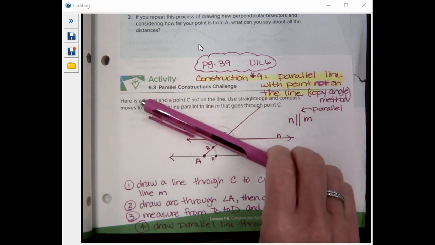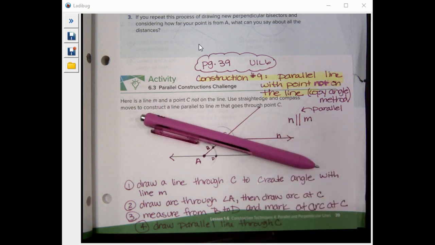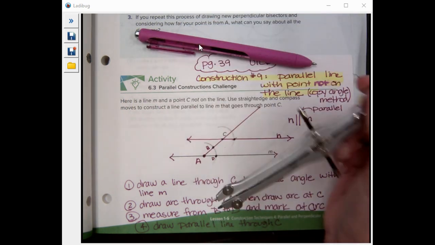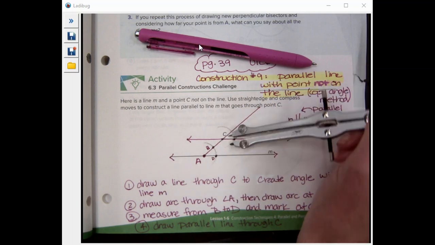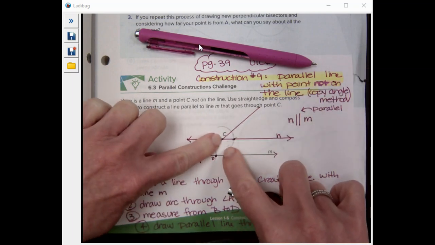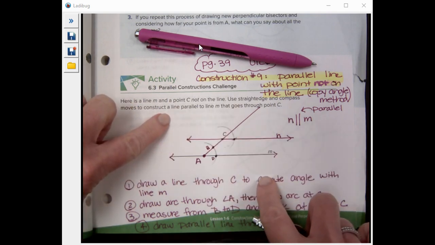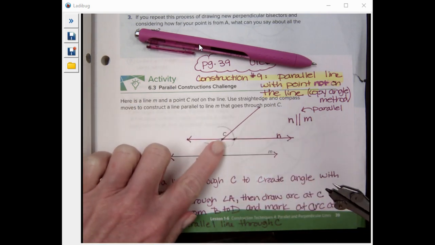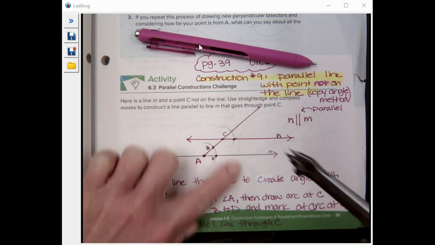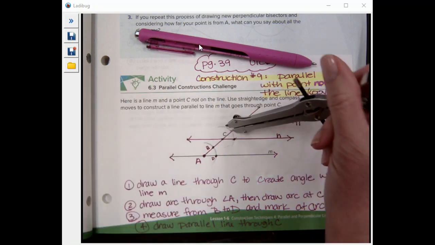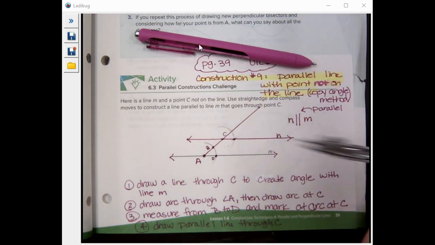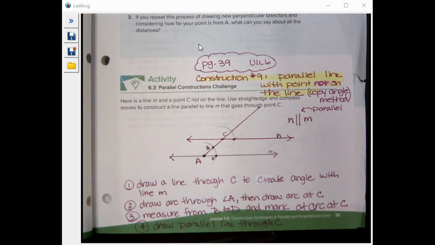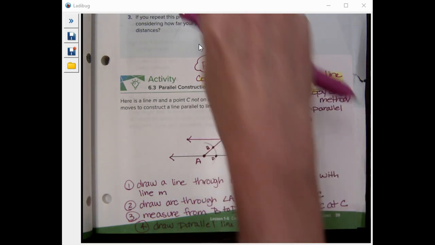If your line for N is kind of slanted downwards, my guess is when you measured from B to D, you marked it at C so that your point was down lower when you drew it through. If your line, when you draw it, is going this direction, you might have marked that distance on the other side of your line. So this is the copy angle method for constructing parallel lines. And we're basically going to do it again in construction number 8. As you'll notice, this was 9.